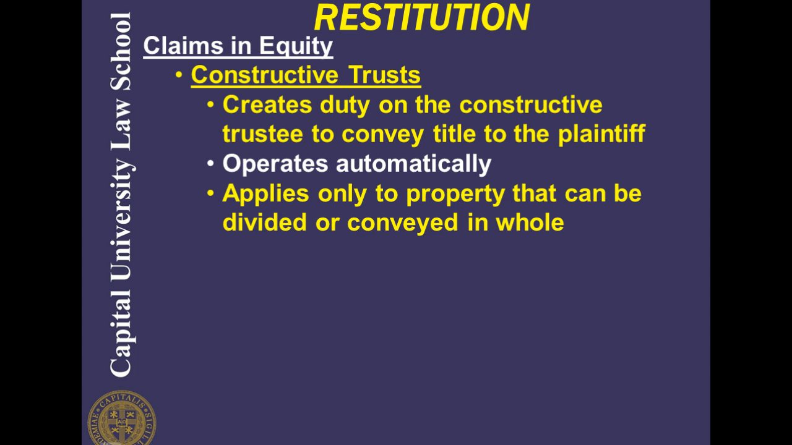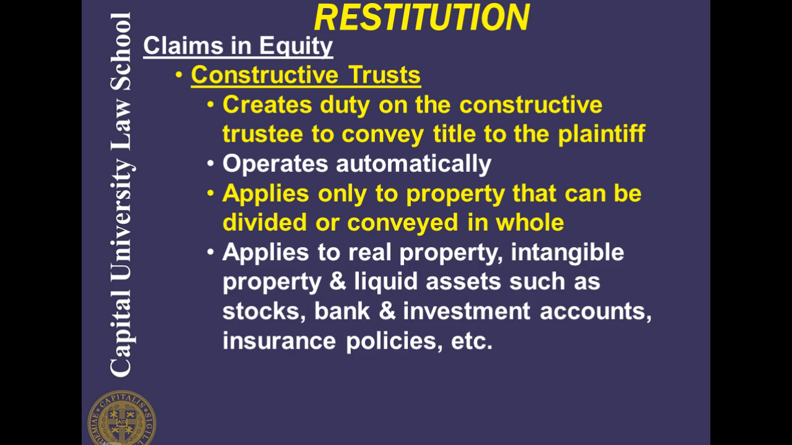And it applies generally to property that can be divided or conveyed in whole. And you'll see this playing out in a minute when I talk about equitable liens. But it only applies to property that the plaintiff can get either a piece of, which can be subdivided in some way, or property that can be conveyed in whole. And it applies to real property, intangible property, and liquid assets such as stocks, bank and investment accounts, insurance policies, money, cash, or money in accounts.